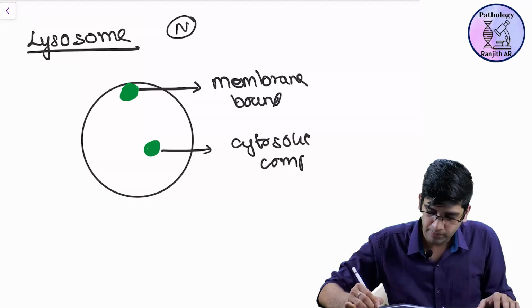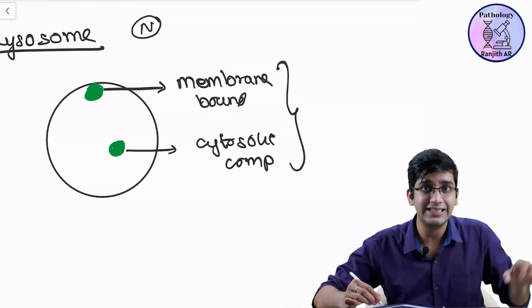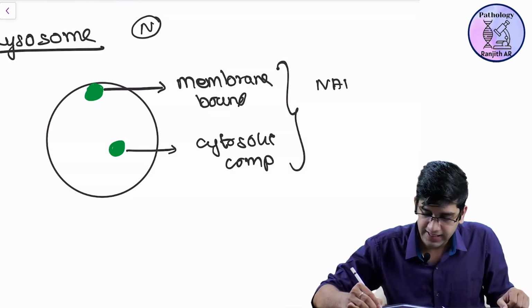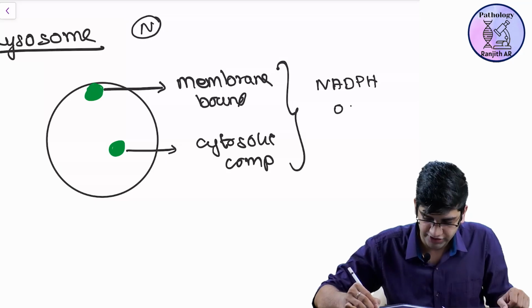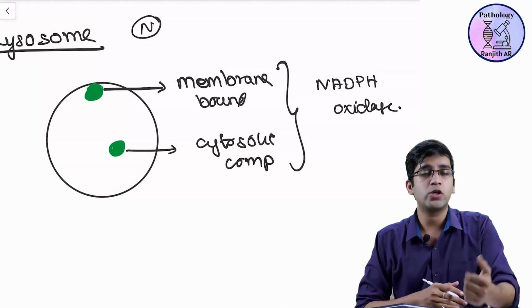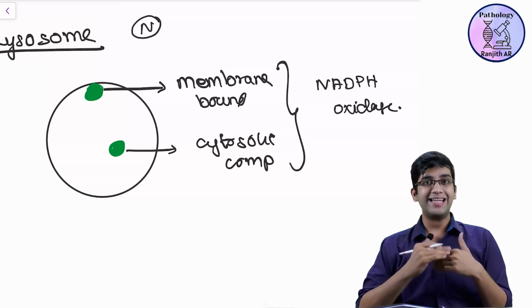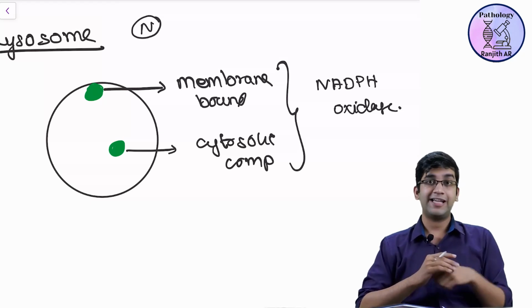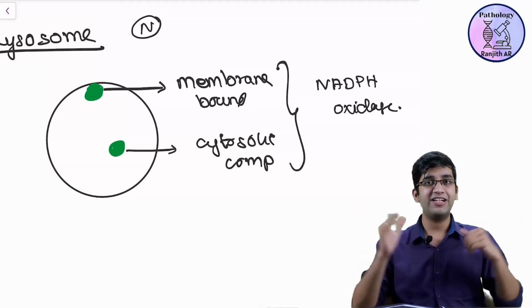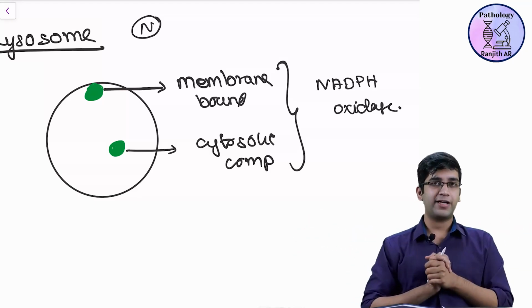I have a membrane bound component and a cytosolic component of the same enzyme. The green one is NADPH oxidase. It is the same enzyme, with two components in a normal lysosome. So why do I divide it and keep it? So that they are inactive. Like your biochemistry PDH complex, there are 7 different enzymes, right? All are inactive. Only when all come together will they become active.